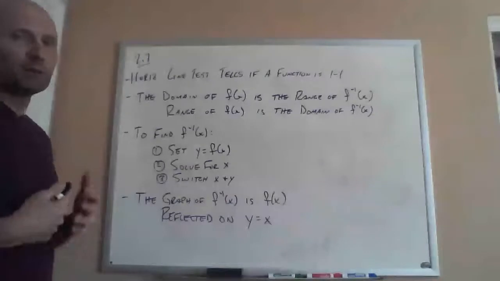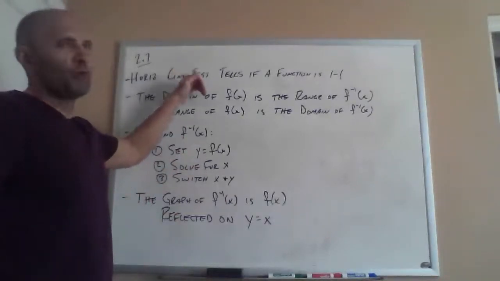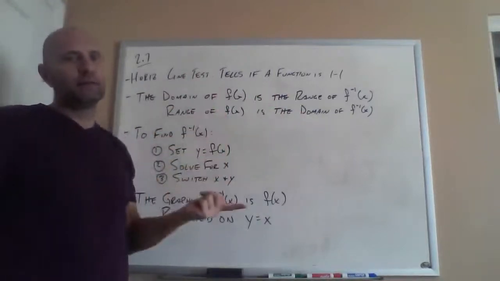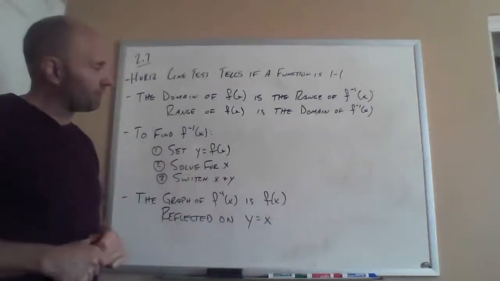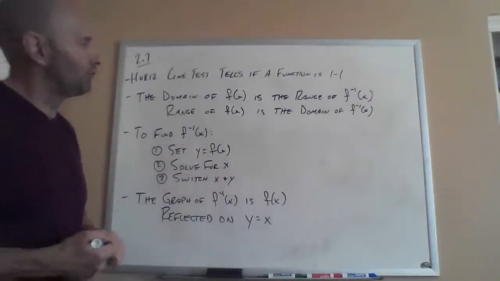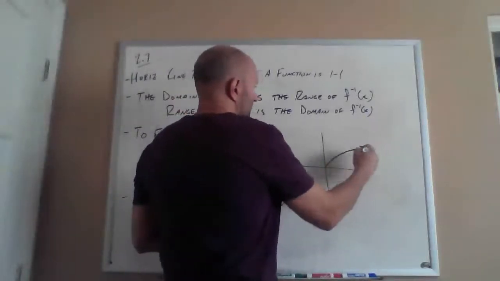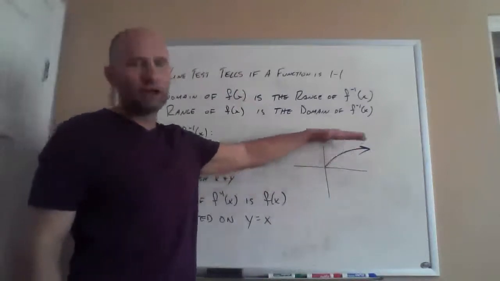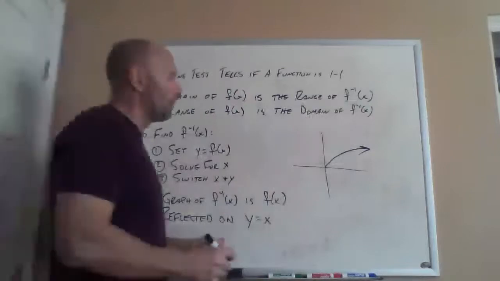And in order to be able to do that, the function has to be 1-to-1, meaning we use the horizontal line test. If we can draw a horizontal line and hit the graph only once, then the function's 1-to-1 and it would have an inverse function. So for example, my square root function looks something like that. Any horizontal line is only going to hit it one time. So that one would be 1-to-1.